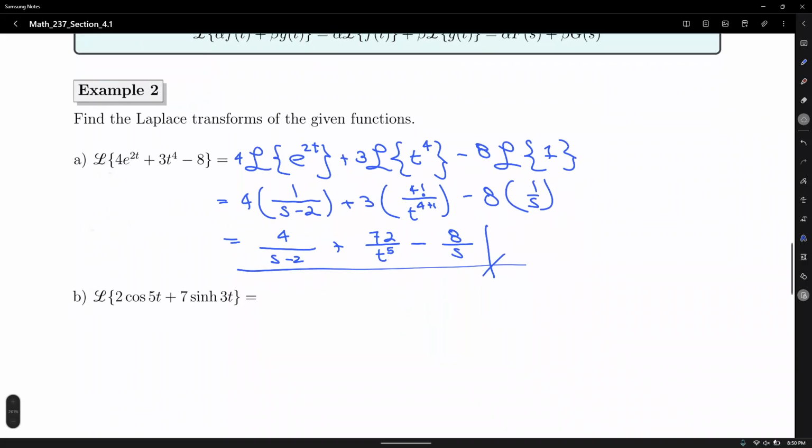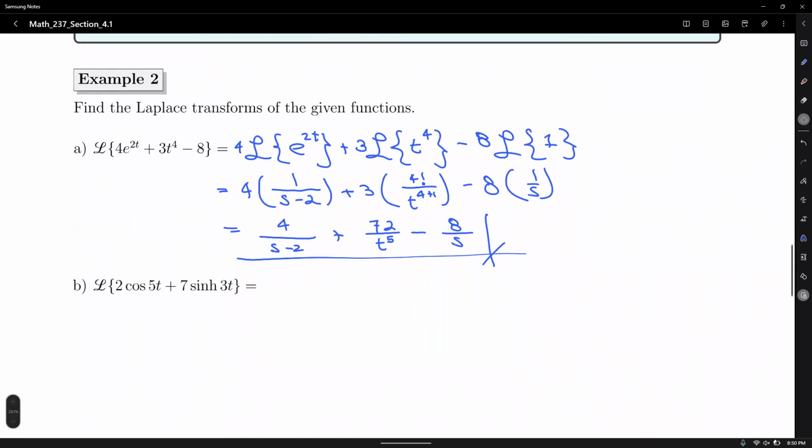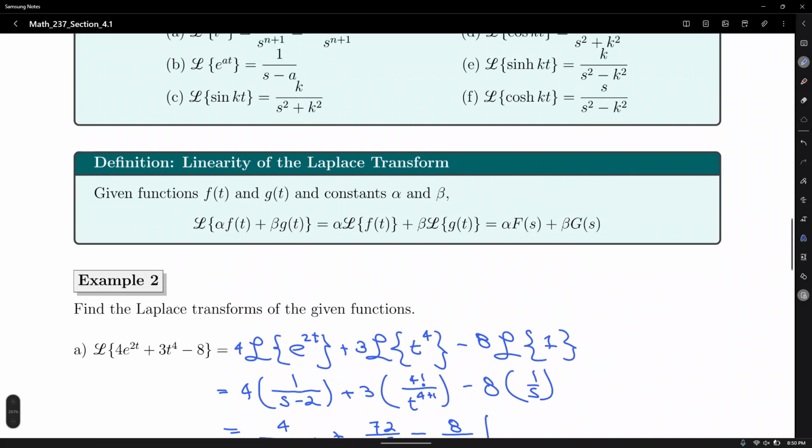Now let's find the Laplace transform of the function 2 cosine 5t plus 7 sinh 3t. That's a hyperbolic function. Number one, we might want to use the linearity property, that is 2 times the Laplace transform of cosine 5t plus 7 times the Laplace transform of sinh 3t. Let's use the formulas to find the Laplace transform of the cosine function and the Laplace transform of the hyperbolic sine function. They're almost at the top of the page.